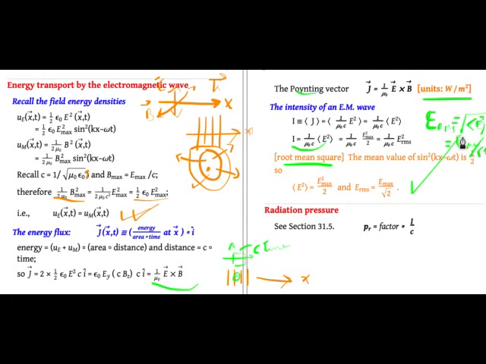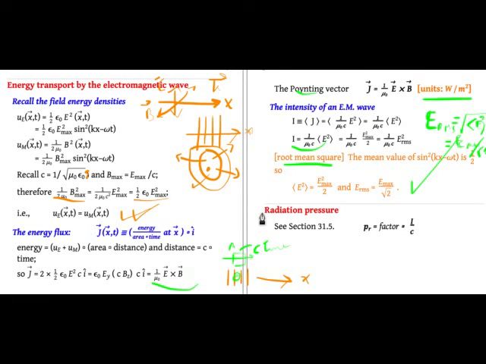Some of the answers in the Lon Capa homework will ask you to calculate a root mean square value of something. Root mean square power or average power, root mean square electric field, and so on. So you have to know this relationship between the root mean square and the amplitude. It's a factor of the square root of 2.